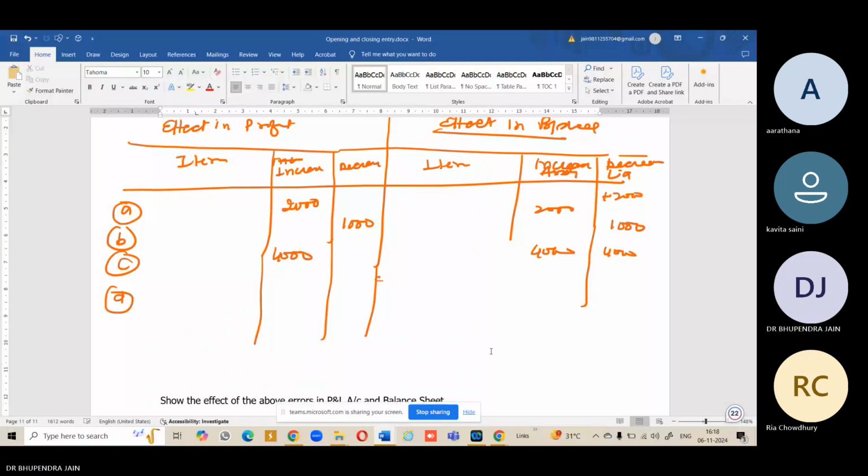D. Here it will be plus, this liability increased plus, this is minus, this was minus and this was plus. Yes, increase and decrease with assets and liability. Okay.